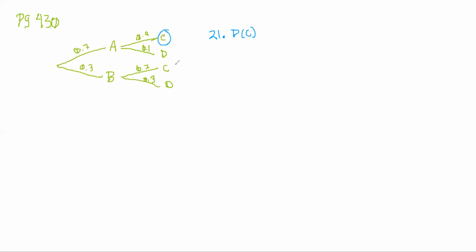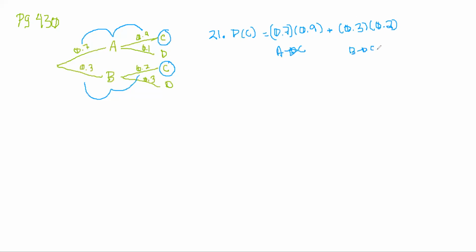Well, I can see 2 points on this end that give us C. There is a 0.7 chance we get A, and then from there there's a 0.9 chance we get C. So this is the process of going from A to C. And then there's also this process down here where we go 0.3 chance of getting B and then 0.2 chance of getting C. So this is B to C.